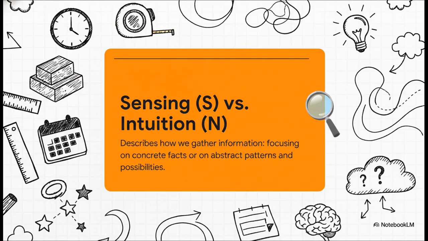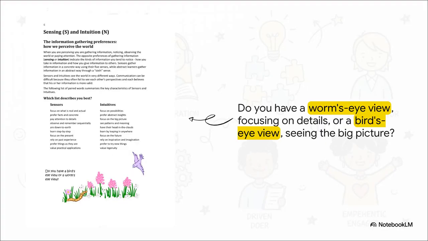Okay, on to our second dimension, sensing versus intuition. This is all about how we perceive the world around us. Do we trust the hard, concrete information we get from our 5 senses? Or do we put more stock in the abstract patterns and future possibilities that we can imagine? I absolutely love this metaphor for understanding the difference.